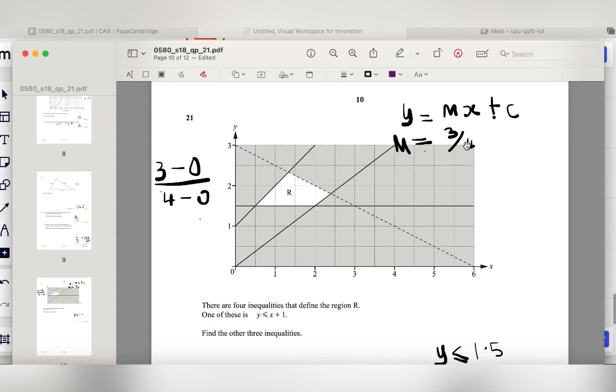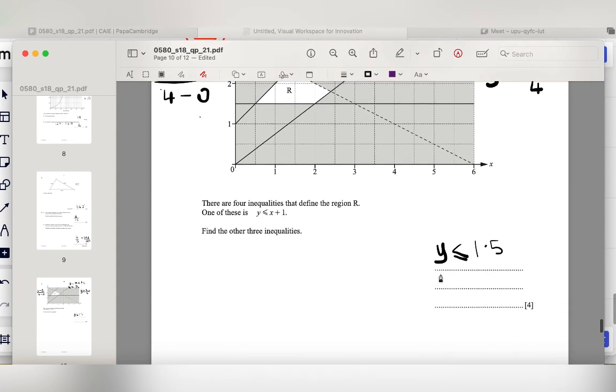So with the gradient being 3 over 4, we can write the equation, because we know where it's touching the y-axis. y is going to be greater than or equal to, because you can test the position of this one, whether it's greater or equal to. That will be for another day. So we write y is greater than or equal to 3 over 4 x plus 0, because c is 0, since this line touches the y-axis at 0. So no need to write plus 0. So this will be the inequality.